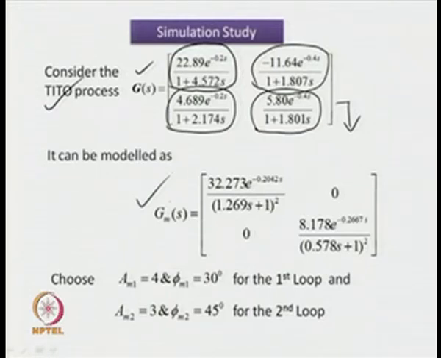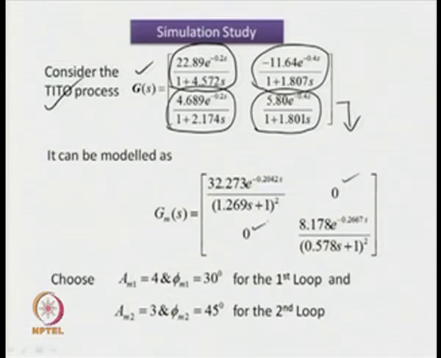So, the model transfer function matrix for the TITO process is obtained in the diagonal form, where the diagonal elements are given as 32.273 e to the power minus 0.2042 s upon (1.269 s plus 1) squared, and the second diagonal element is 8.178 e to the power minus 0.2667 s upon (0.578 s plus 1) squared. Off diagonal elements are assumed to be 0.